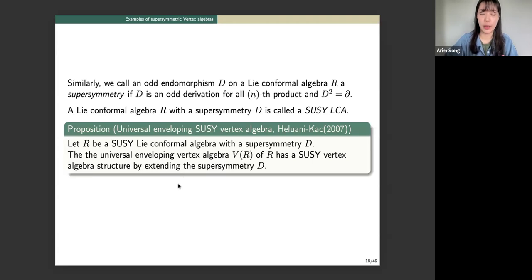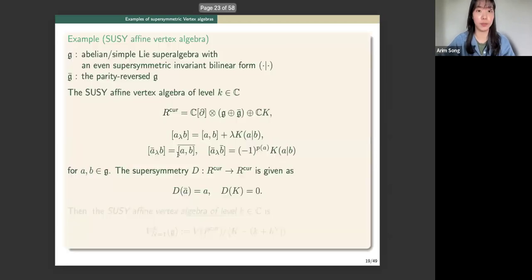Fortunately, without the need to introduce a new notion, if we are given a supersymmetric Lie conformal algebra and we just forget the supersymmetric structure and consider its universal enveloping vertex algebra VR, then it immediately has a supersymmetric structure. This supersymmetry D is an extended version that came from the supersymmetry in R. And this D is just extended by making it an odd derivation for the normally ordered product.